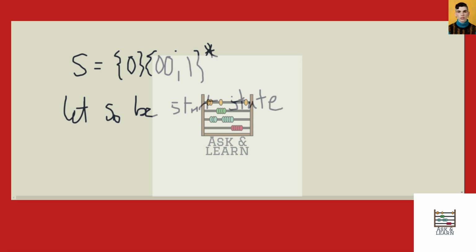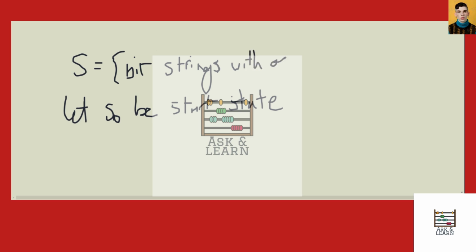And in fact, this really isn't a good description of S, because we could also have bit strings that don't start with 0, which still have an odd number of zeros. So instead I'll just write this as the set of all bit strings with an odd number of zeros. Still, we're keeping S0 as the start state.